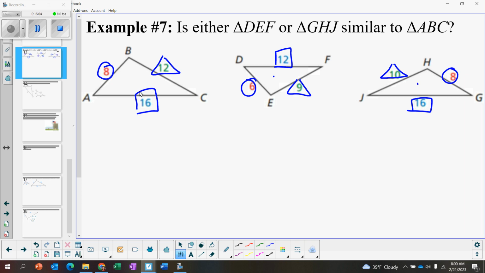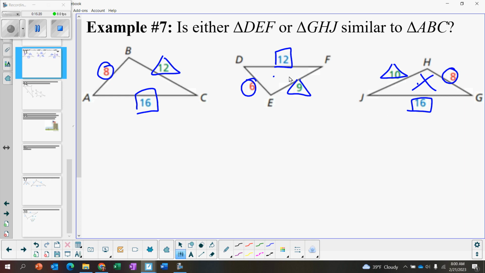What I'm actually going to check really quickly is A, B, C, and G. Notice 8 is 8, 16 is 16, but 12 is 10. So I already know all the factors are not the same, so I can eliminate this one.